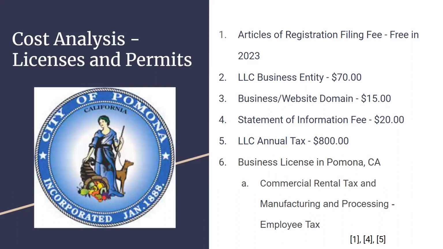Moving on to the licenses and permits, there are 6 main licenses and permits I'll be focusing on. First being the Articles of Registration filing fee, which is actually free in 2023. Second being the LLC business entity. Third, website, business domain. Fourth, statement of information fee that has to be filed within the state of California. Fifth, LLC annual tax. Sixth, we had to actually do a business license in Pomona, which gave us a commercial rental tax and manufacturing and processing employee tax.